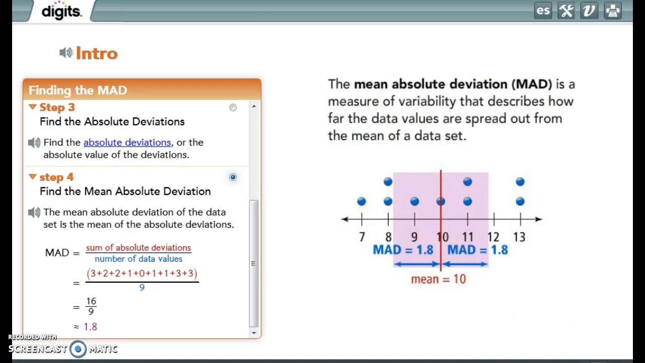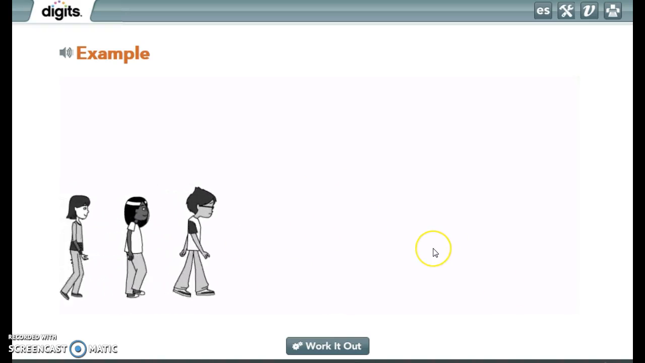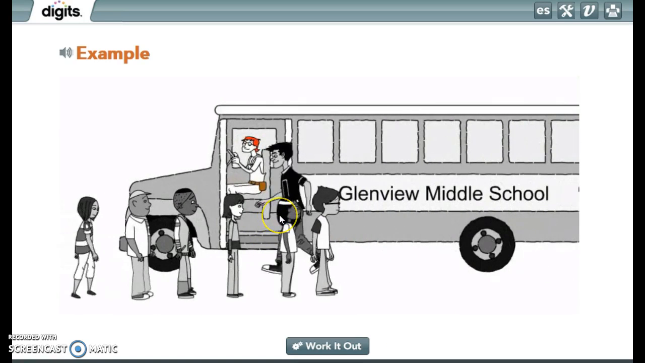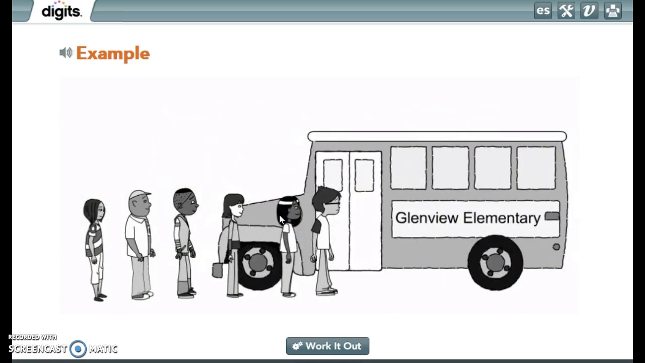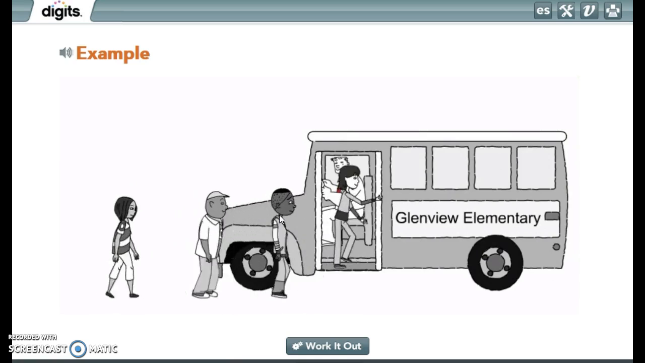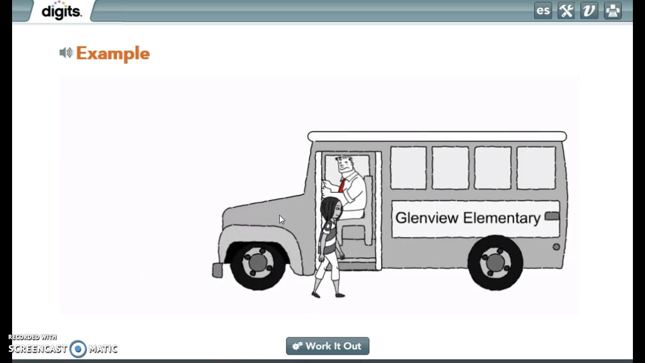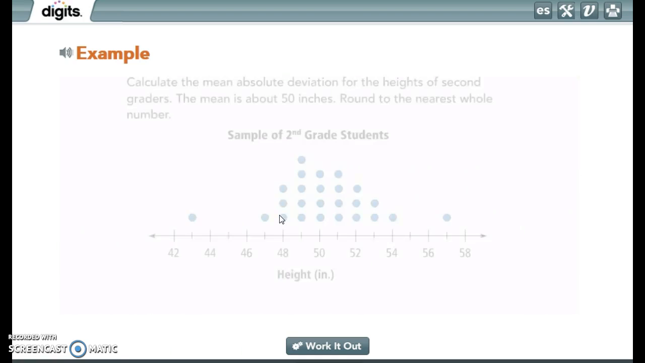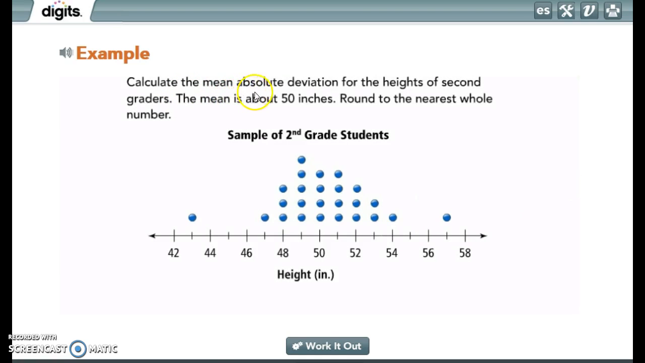So let's try some examples of this. Let's get our little video. So this says calculate the mean absolute deviation for the heights of second graders. The mean is about 50 inches, round to the nearest whole number. So we have a sample of 7th grade students and their heights. So we have a student who's 43 inches, and then we have values over here. Most of the students are in this range. And then we have a student who is a whopping 57 inches tall.